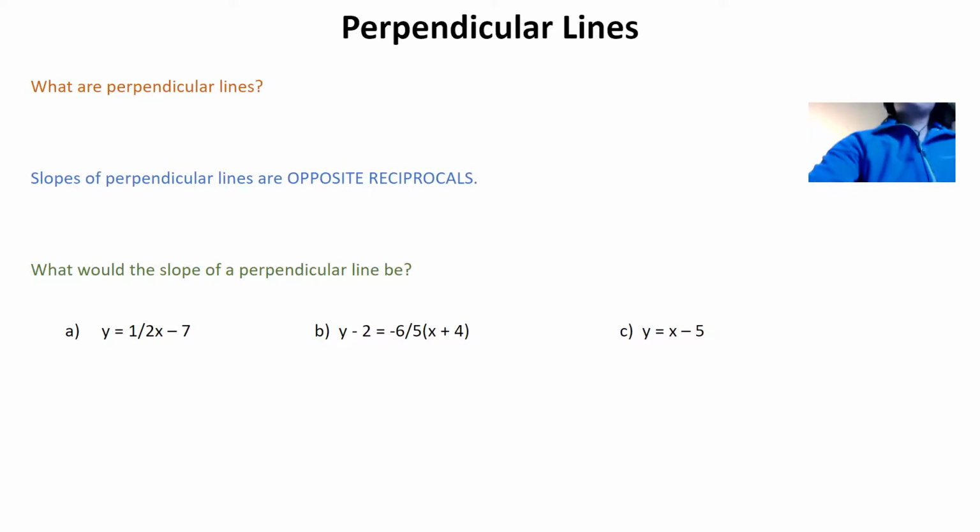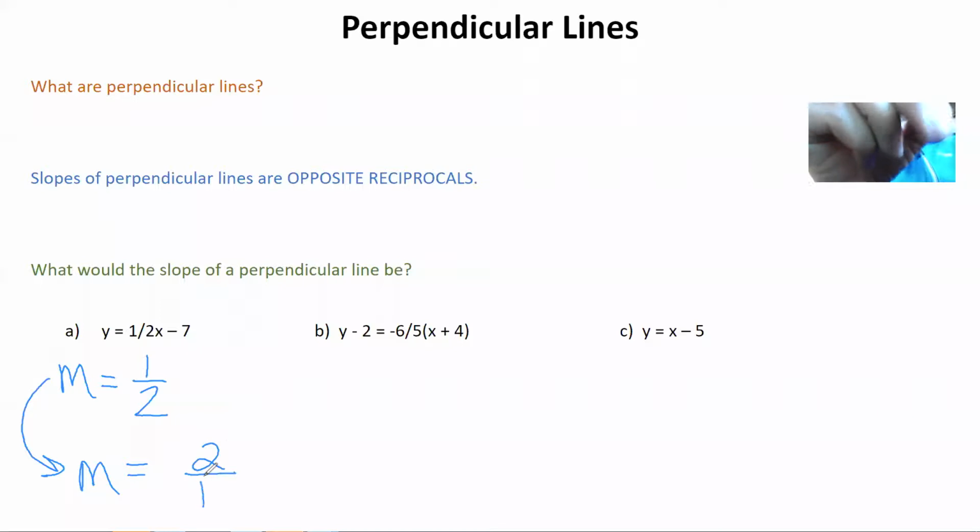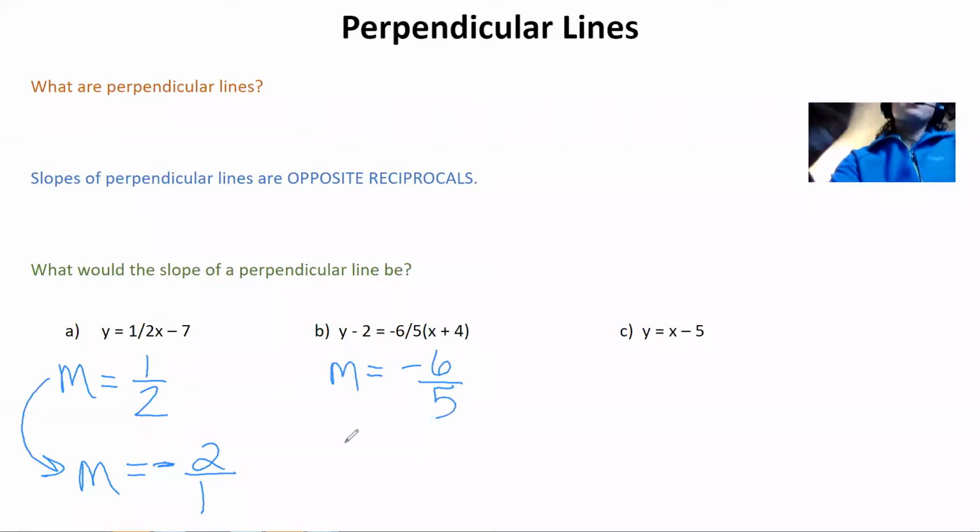Okay, so if the slope of this first one, it's right in front of x, is 1/2, the slope of a perpendicular line would be 2/1, or just 2, and then I have to make it negative. So opposite reciprocals: flip it, and then do the opposite sign. If this slope for b is -6/5, I'm going to flip the numbers, so 5/6, and then this was negative, so now it turns positive.